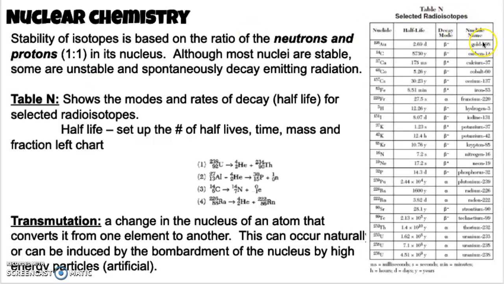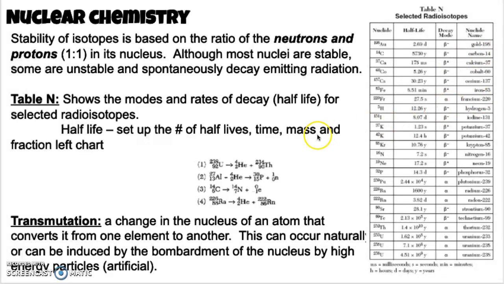We use table N in this chapter to explain half-lives, the decay mode, and the nuclide name and symbol. It shows the mode and rate of decay, like I said, for select radioisotopes. The half-life explains how long it takes for half of that material of that specific nuclide to decay.